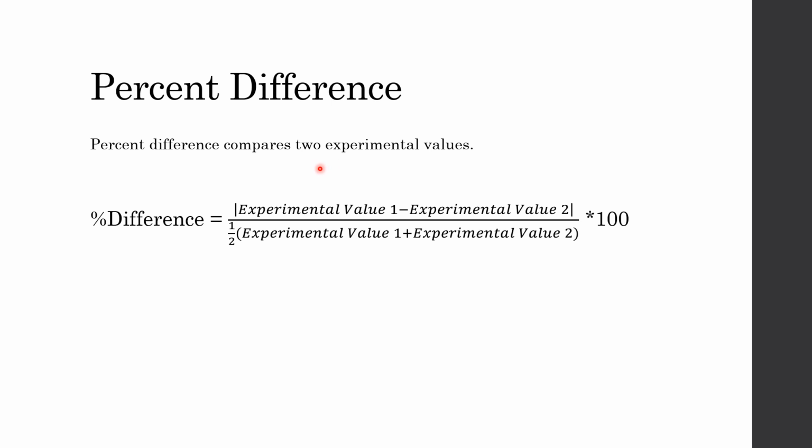So the way to calculate percent difference is you would take the absolute value of experimental value 1 minus experimental value 2, divide it by the average of experimental value 1 and experimental value 2, right? Because we don't want to weight one over the other. We're weighting both of them equally because they're both experimental values. And then you would multiply that fraction by 100 to get the percent difference.